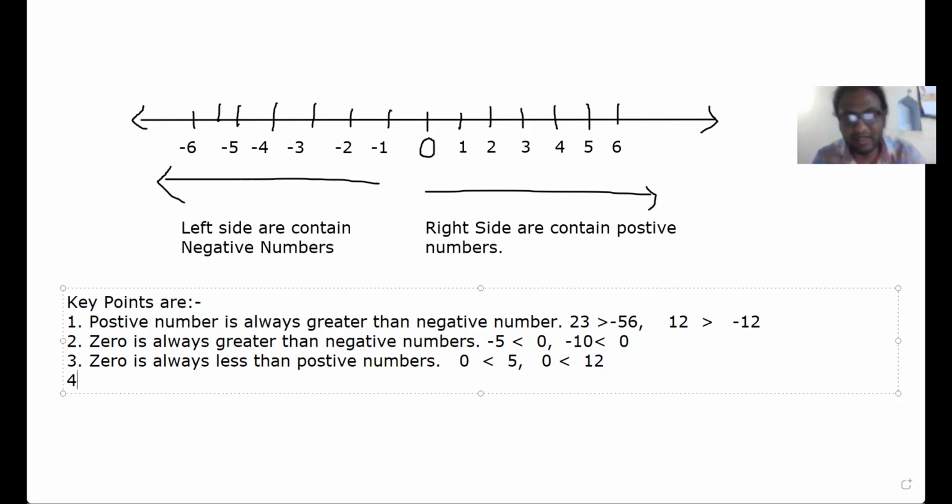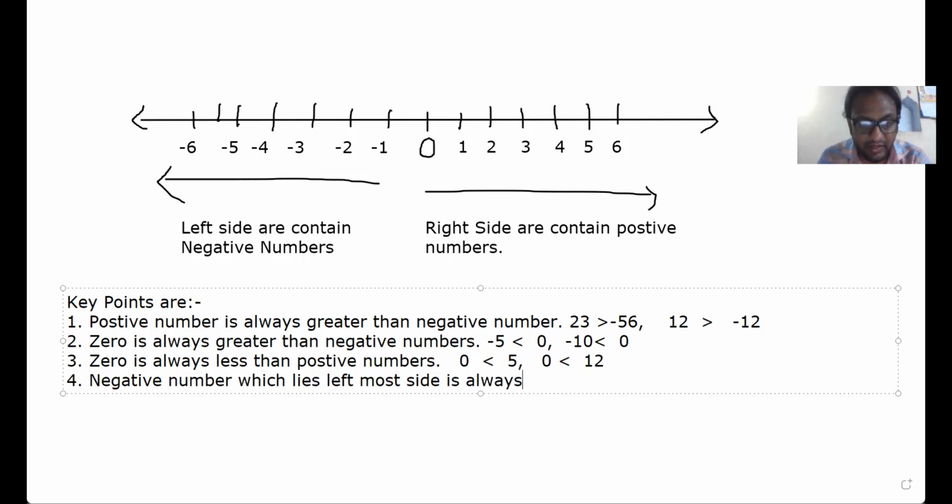And the last but not least point is, if we're talking about negative numbers, the number which is on the rightmost side is always greater. Okay, I think this will be a bit confusing, so I will give you a better explanation. Suppose two numbers are given, minus 1 and minus 2.